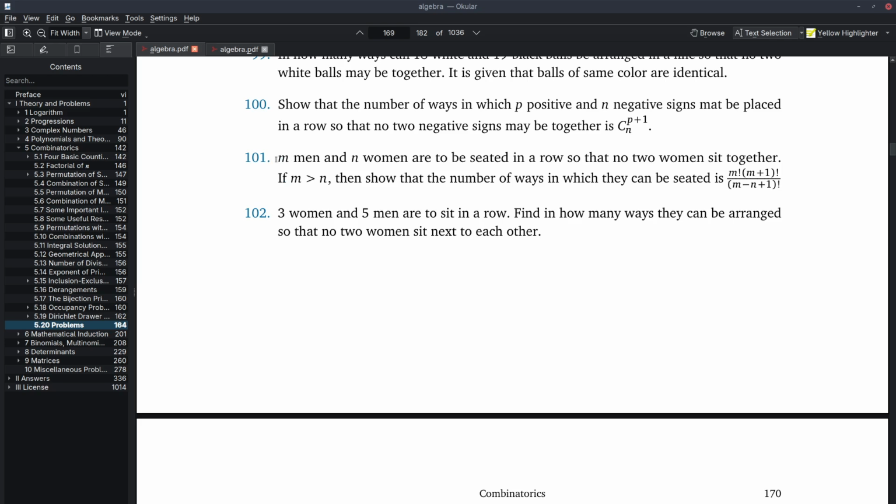Question 101 says that M men and N women are to be seated in a row so that no two women sit together. If M is greater than N, then show that the number of ways in which they can be seated is M factorial multiplied by (M plus 1) factorial over (M minus N plus 1) factorial.